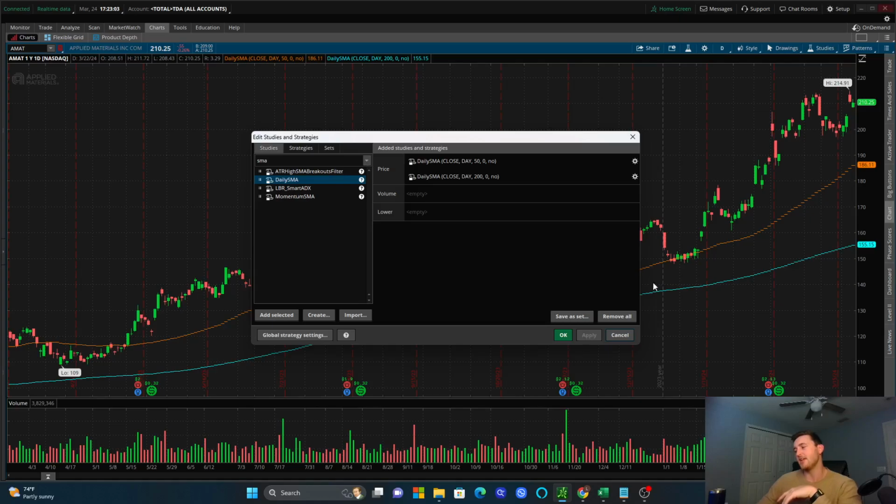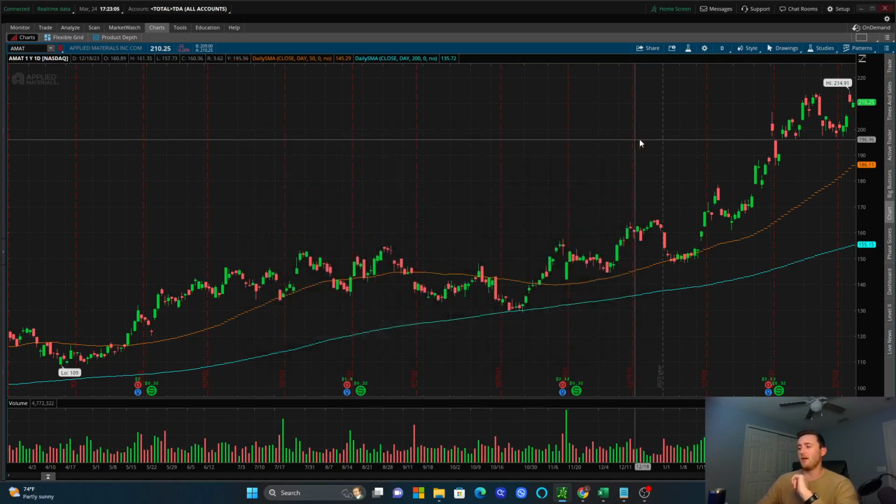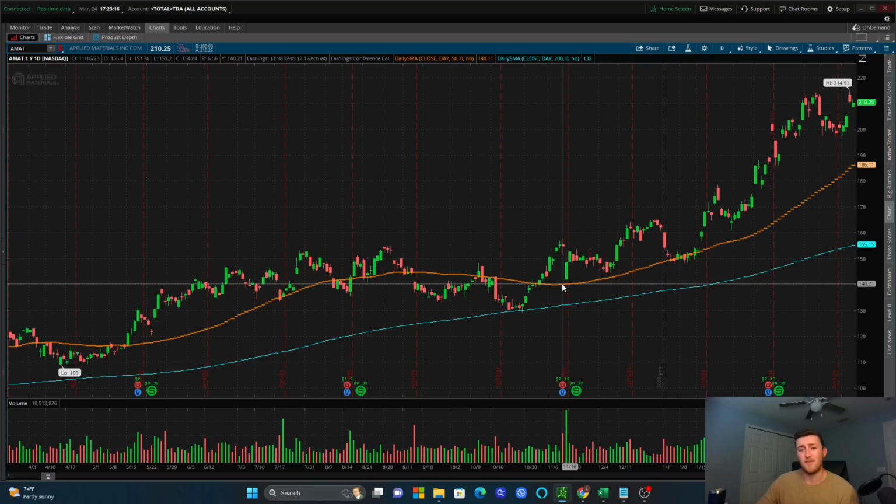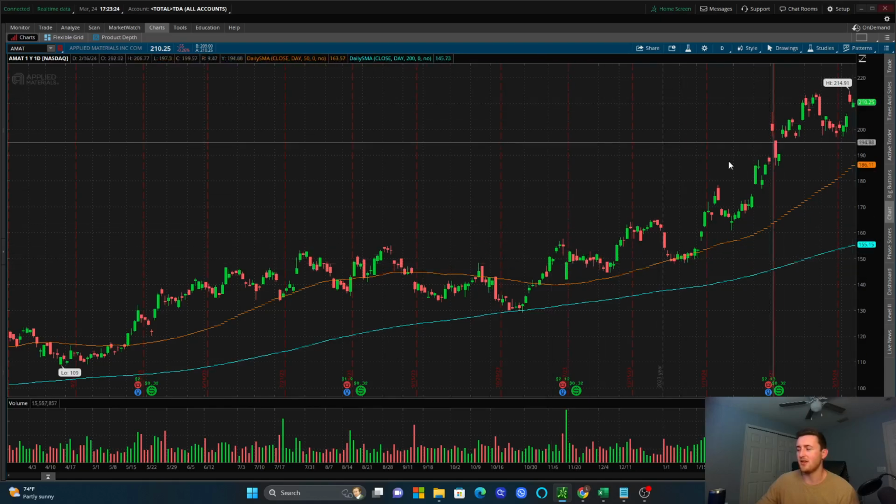So whenever I apply these, I'm going to show you a very consistent pattern that a lot of traders take to become awesome swing traders. The first thing you want to see, if you're bullish, is the orange line, the 50-day moving average, trading above the 200-day moving average. That means the overall sentiment is bullish, and if you ignore these lines, you can easily tell this stock is going up and is bullish.